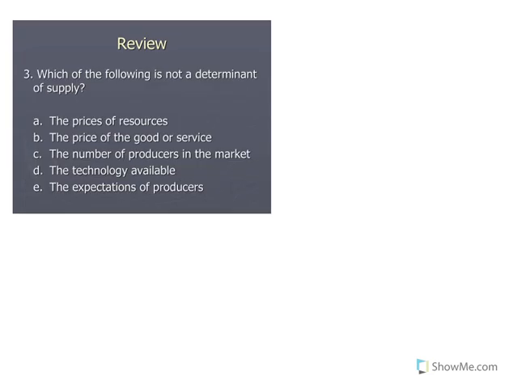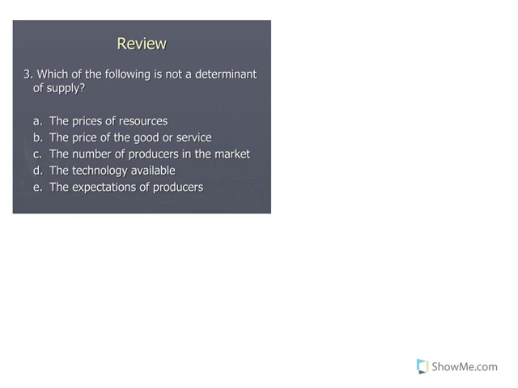The third review question, which of the following is not a determinant of supply? So again, we just covered all of our determinants of supply. We know it's the price of resources, technology related to the productivity of workers, the number of producers or firms that are selling the good in the market, and then we also talked about the expectations of the producer, and then taxes and subsidies.